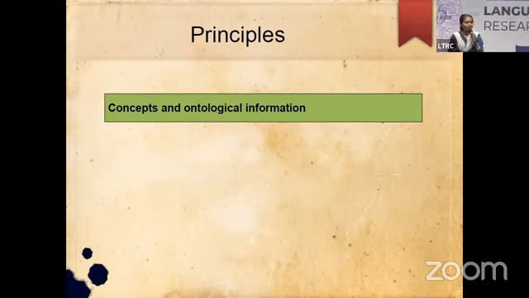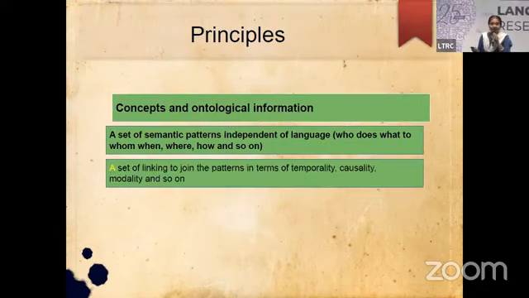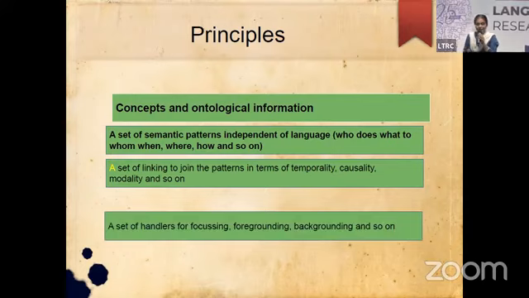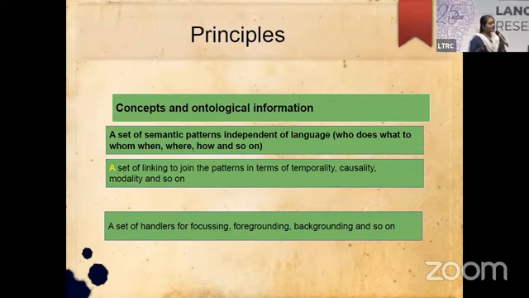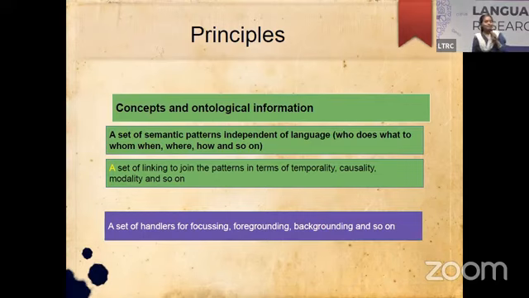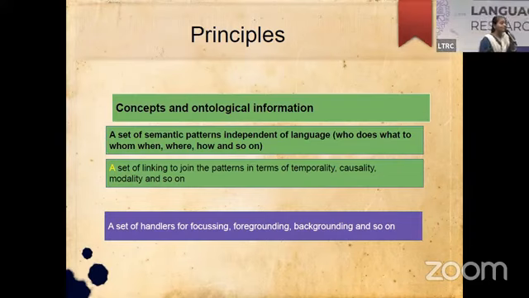What we can think of: concepts and their ontology, relation between these concepts, relation between larger propositions, which we generally call sentences, so the connection between the sentences, and finally, a set of handlers for focusing, foregrounding, backgrounding, and so on. So these four broad things are what I could think of, which we all share as human beings. So it is there within us. And I would say the last one, a set of handlers for focusing, foregrounding, backgrounding, is very particular to our tradition, to the Indian grammatical tradition.